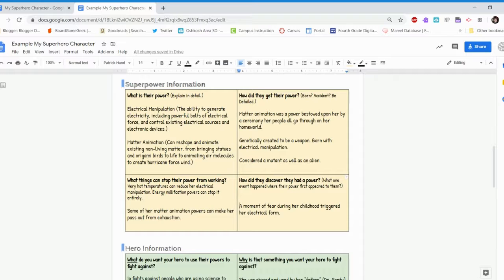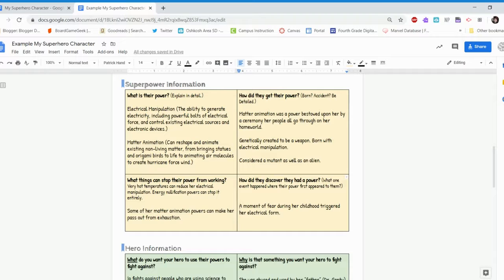So, matter animation was a power that was given to her through her people on her home world. It was something that they go through and they have. And she was also genetically created to be a weapon. So, she was actually born with electrical manipulation. And she is considered a mutant as well as an alien. And so she has these two things going on. There's a huge story behind that.